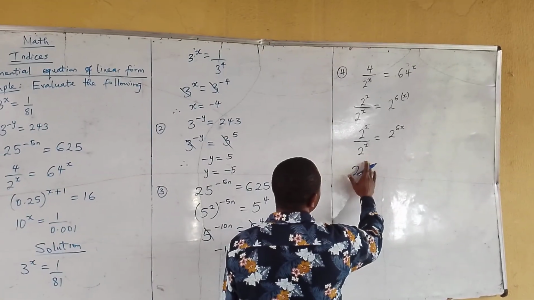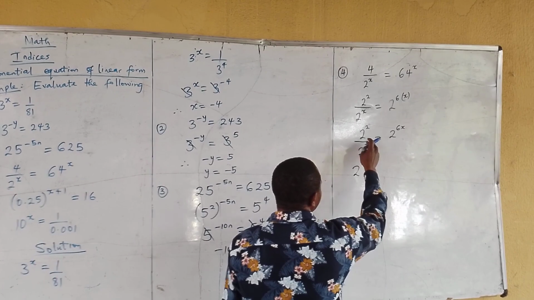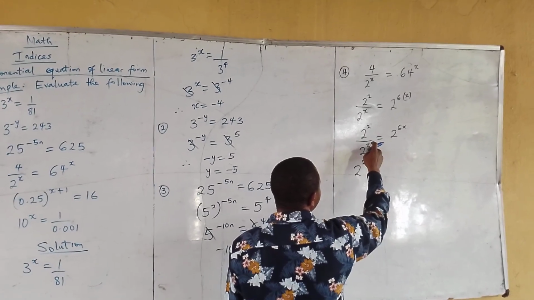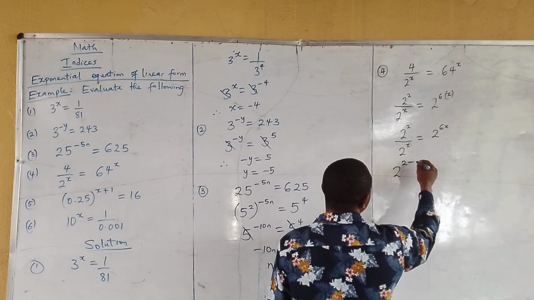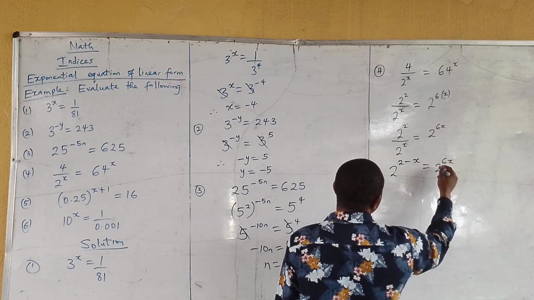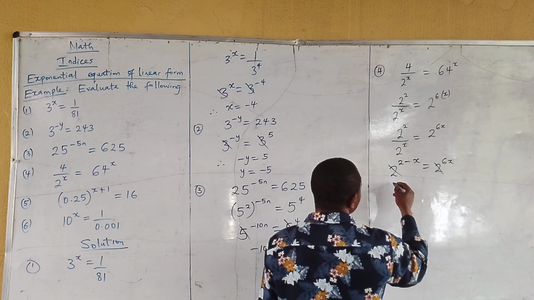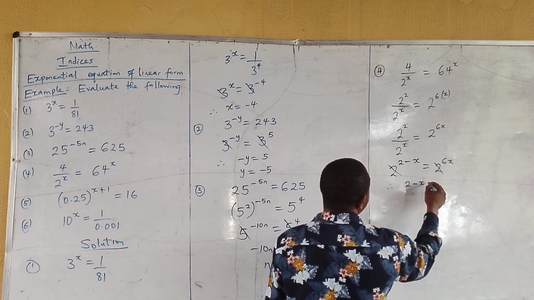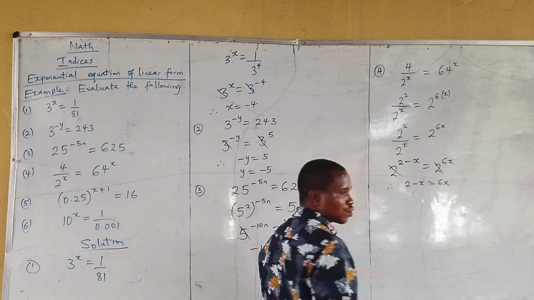Don't forget, according to the law of indices, if you have the same base, different powers, by the time this one wants to come, it will be negative. So we are going to have 2 raised to power 2 minus x equals 2 raised to power 6x, and these 2 will eliminate these 2. So therefore, 2 minus x is equals to 6x.